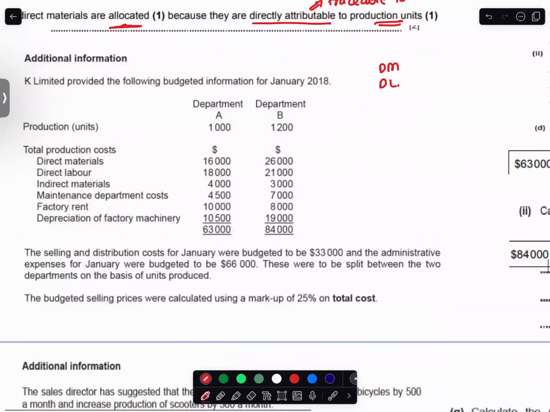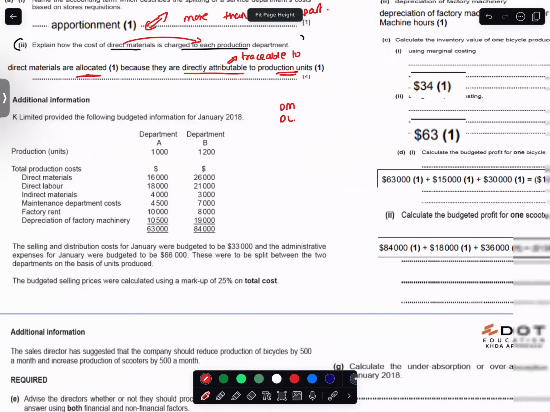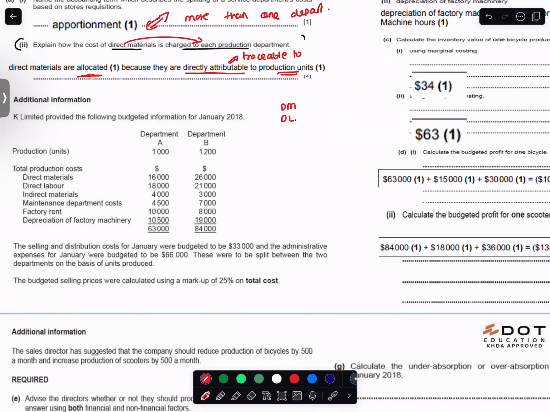Go ahead. Read. K Limited provided the following budgeted information for January. So understand, this is the budgeted information. These are the budgeted units. This is direct material, direct labor, indirect material, maintenance department costs, factory rent, depreciation of factory, and they have told us that this is the production cost. Are you with me?